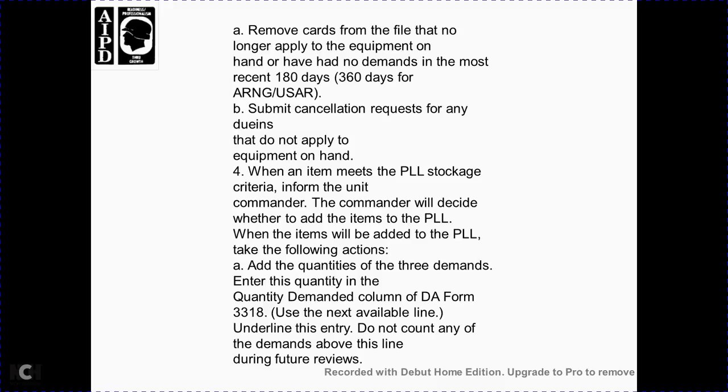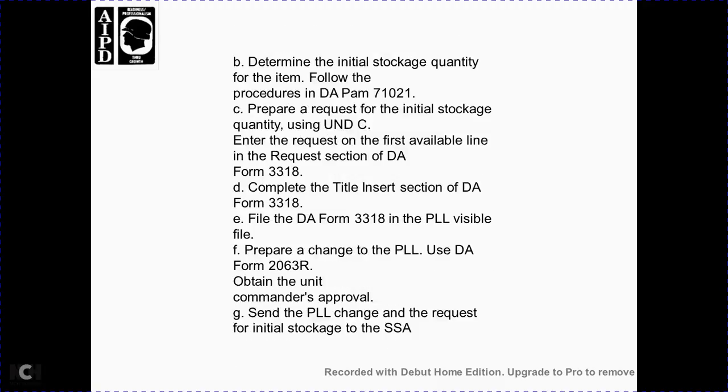Stockage criteria: for the information, the commander will decide whether to add the item to the prescribed load list. For items added to the prescribed load list, take the following actions to add the quantity. With 3 demands for the quantity demanded on the DA Form 3318, use the next available underline entry. Do not count any of the demands in the line during future reviews.